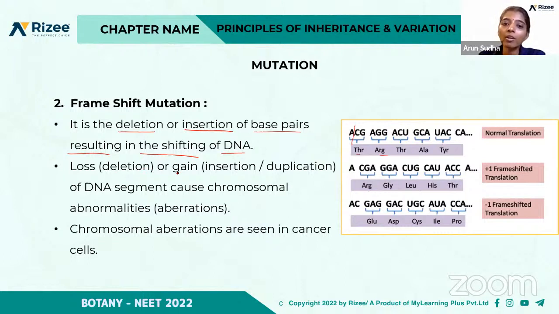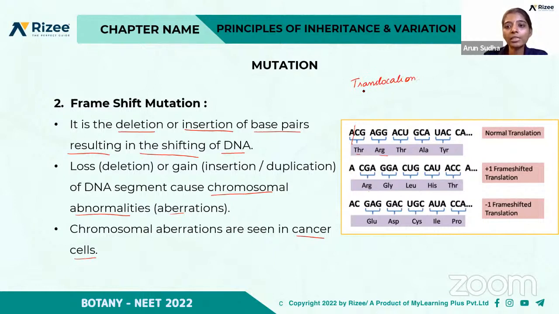So loss or gain of a DNA segment causes chromosomal abnormalities or aberrations. That is, there occurs a change in the chromosome structure and number because of this loss or gain of a DNA segment. These chromosomal aberrations are seen in cancer cells. So these chromosomal abnormalities we can see in cancer cells, as a result of a loss or a gain of a particular segment. So the chromosomal mutation may be either due to loss of the segment, or it may be due to the gain or duplication, or in some cases it may be translocation.